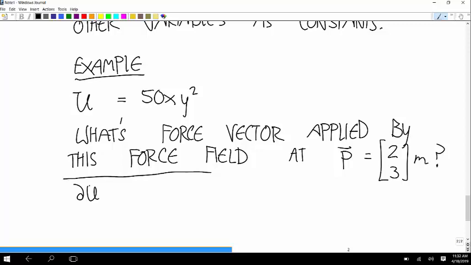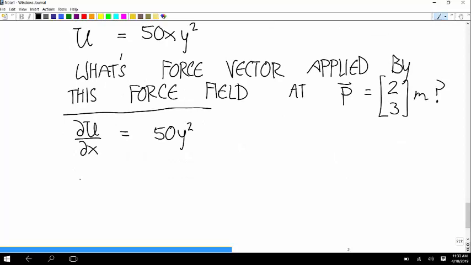Well, for the partial derivative of U with respect to x, we're just going to treat that y like it's a constant. And so this is just going to be equal to 50y squared. Okay, you with me on that? And then the partial derivative of U with respect to y, we'll treat the x like it's a constant. So that's going to be 2 times 50 times xy.